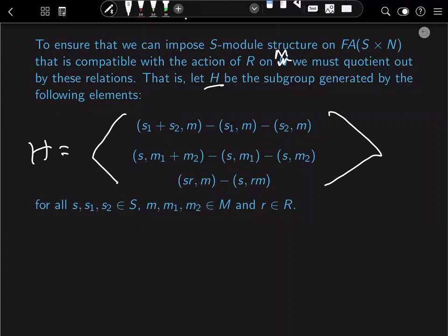And now this is going to ensure that when we define the module action on our tensor product, on this quotient, the action is well defined. This can be very important. And this last relation here ensures that the action is compatible with that of the action of R on M.